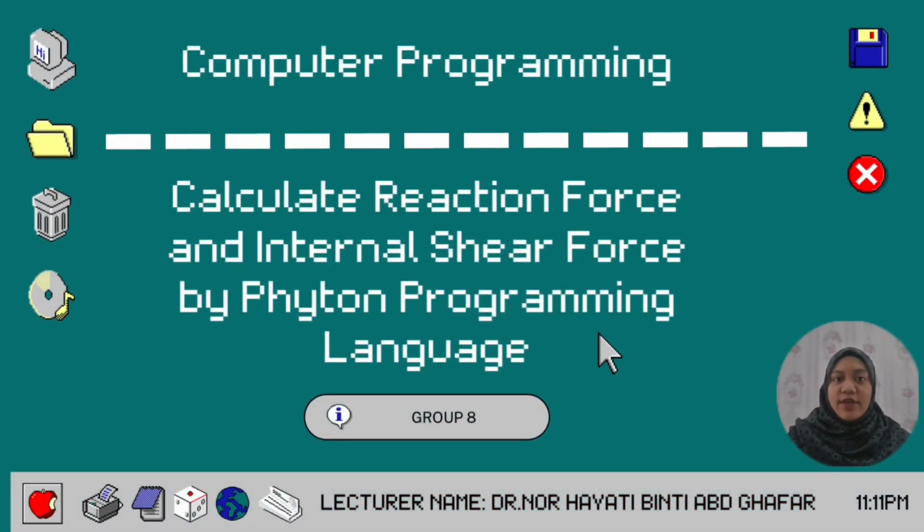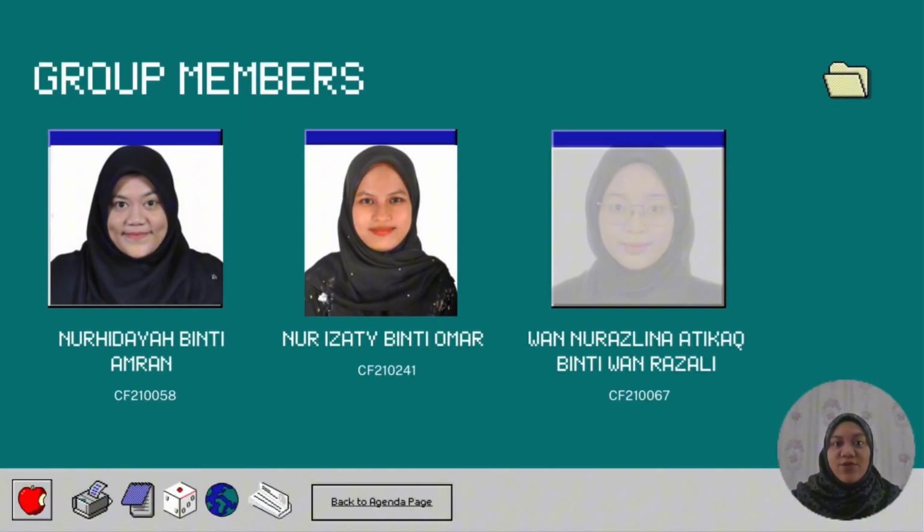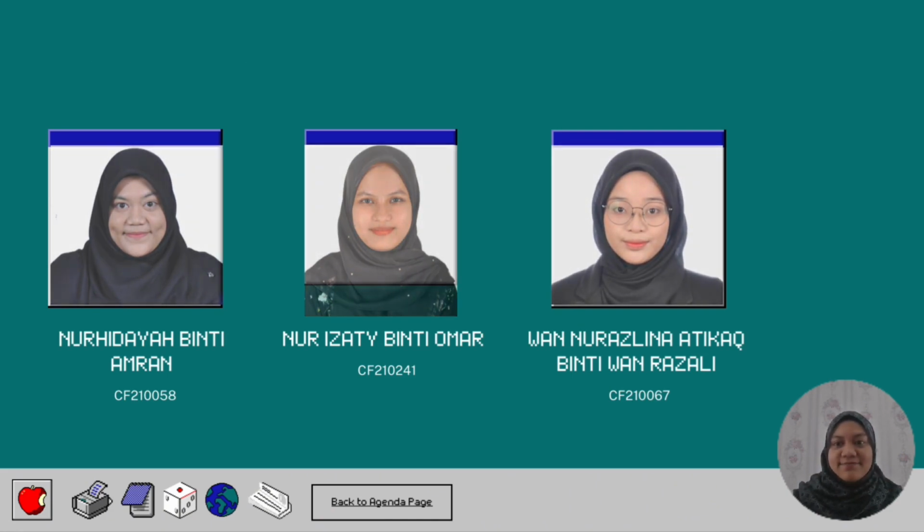We're presenting about our project programming, which is to calculate reaction force and internal shear force by using Python programming language. This is our group member: me, Nur Hidayah, Nur Izati, and Nur Azina Atika.